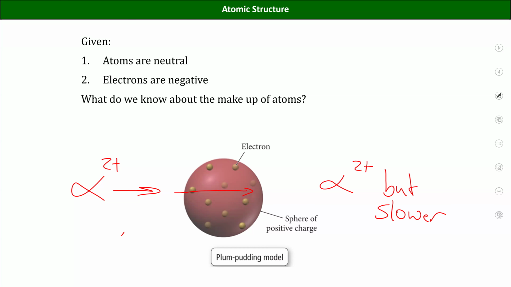So he set up to do this. He said, okay, I'm going to take a sheet of gold. He chose gold because it's incredibly malleable, which means you can hammer it until it's really, really flat.